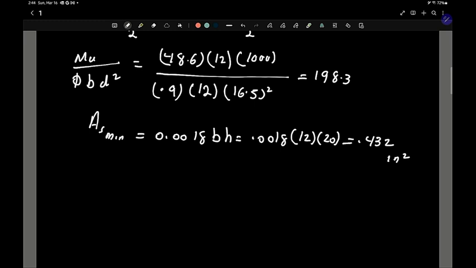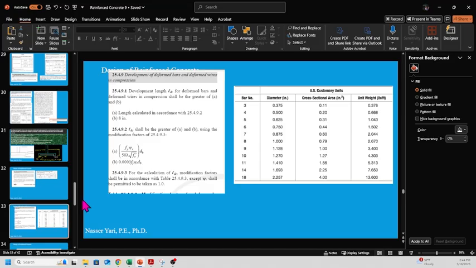This is a bare minimum. You cannot go any lower than this, so you got to make sure when you pick something, pick one or two higher. Let's look at the table here. If you look at the table, we had 0.432. 0.44 is number 6. That's too close. Let's go one higher, to 0.6. Let's pick number 7 bar.